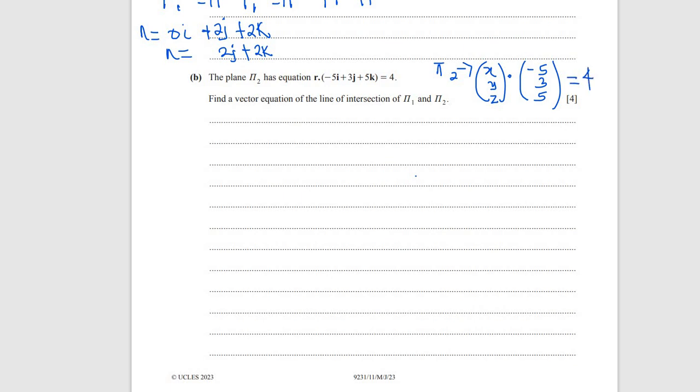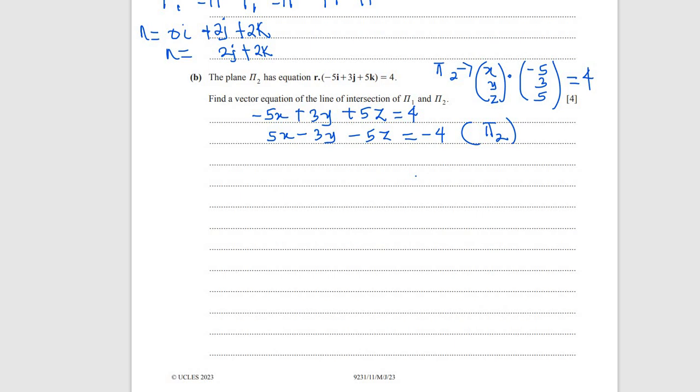Let me find the equation of plane 2 first. When you open the bracket, you're going to have minus 5x plus 3y plus 5z equal to 4. When you multiply through by minus, we're going to have 5x minus 3y minus 5z equal to minus 4. This is the equation of plane 2.